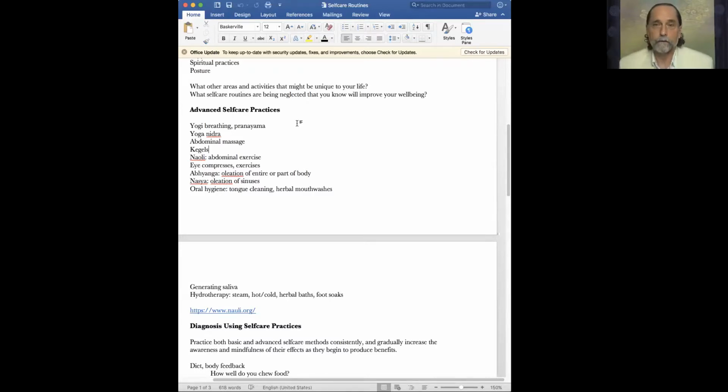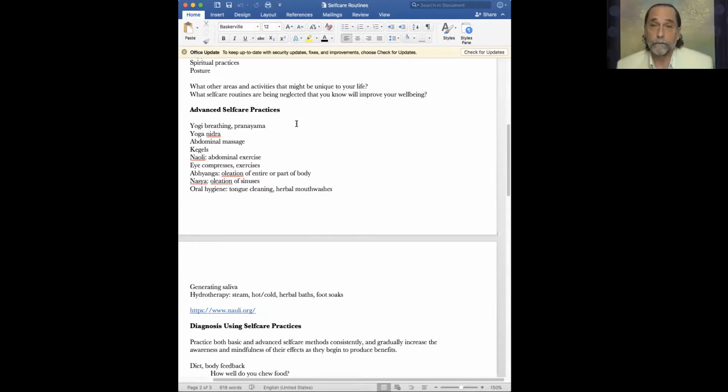Kegels, all right? It's a funny sounding thing, but it's an incredible internal exercise for the pelvic floor. Nauli is an abdominal exercise. Eye compresses, eye exercises, abhyanga, oleation of the whole body or parts of the body. Nasya, the oil applications, medicated oil for the nose, oral hygiene, and then generating saliva.